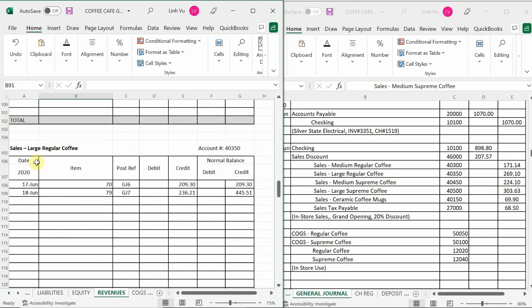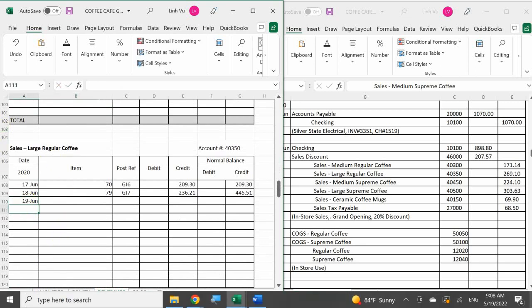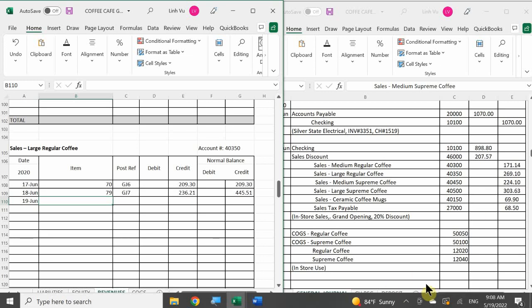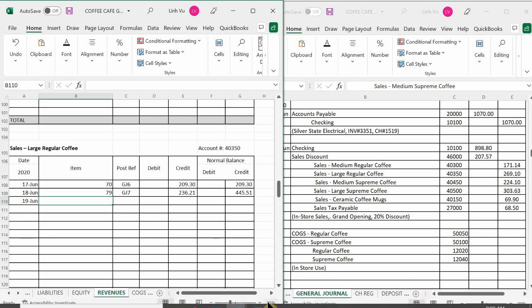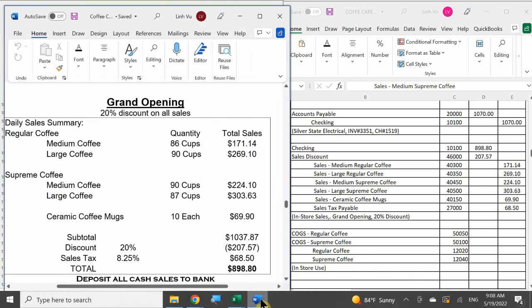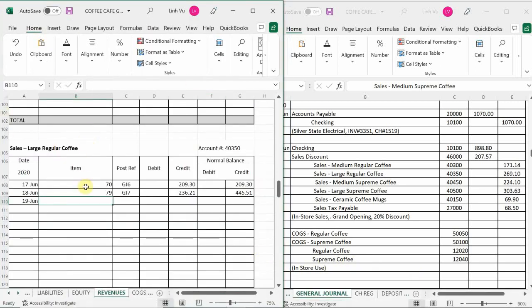Next I have is my large regular coffee. I sold 90 cups. For a grand total of $269.10, which gave me a total account balance of $714.61.